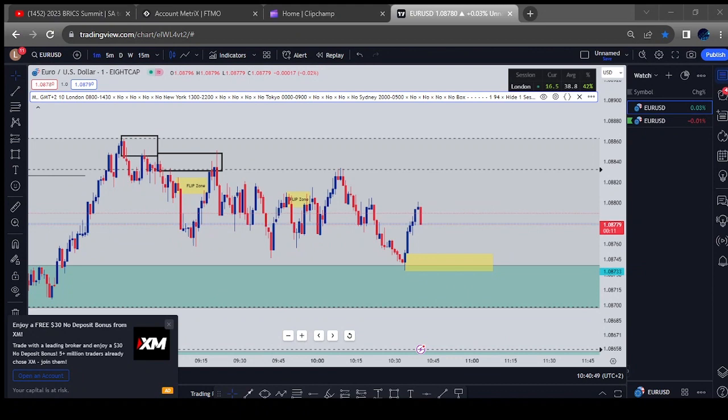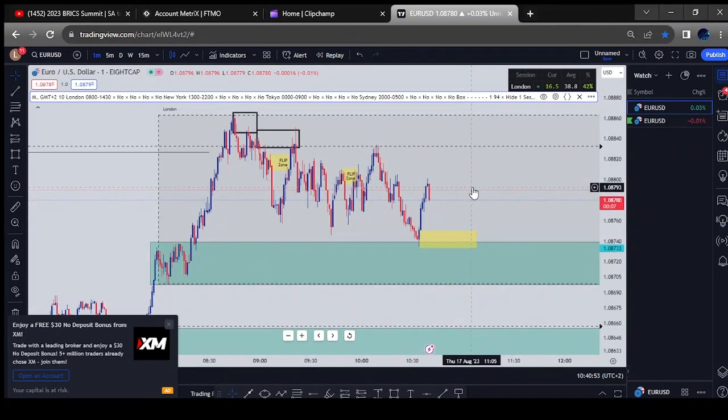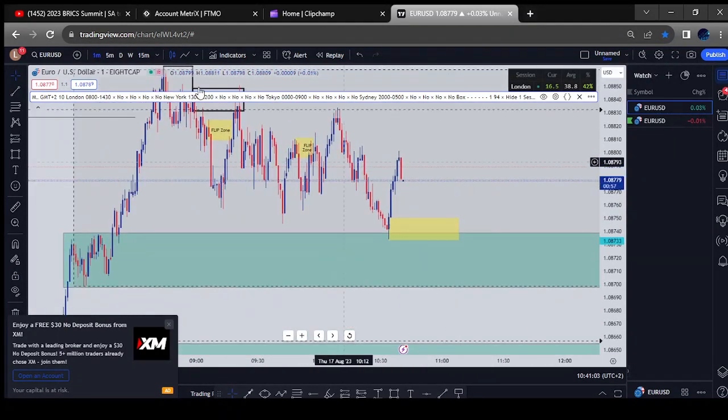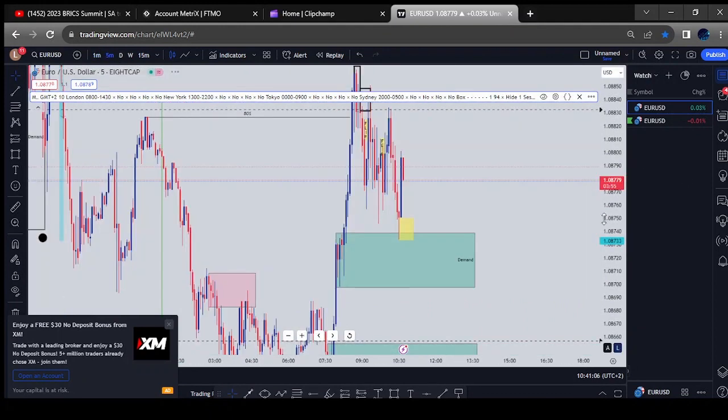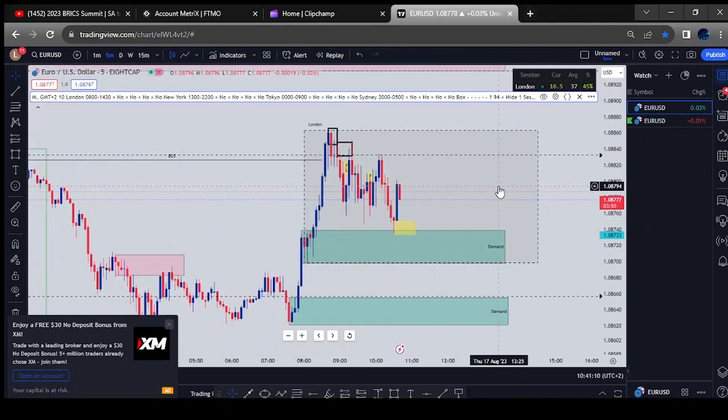All right, so another quick update. The time now is 20 to 11, so about 1.5 hours since the session started. Price has now come back to my 5 minute time frame zone. Price has now come back to this 5 minute time frame zone, which is just a demand zone over here.